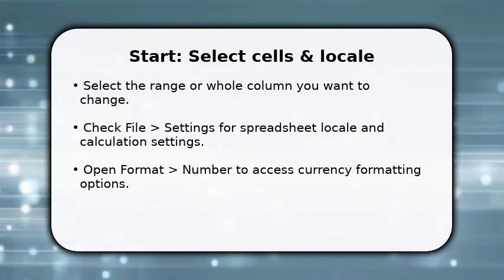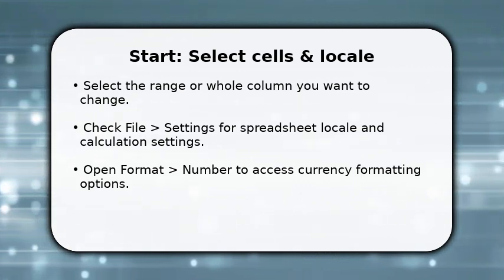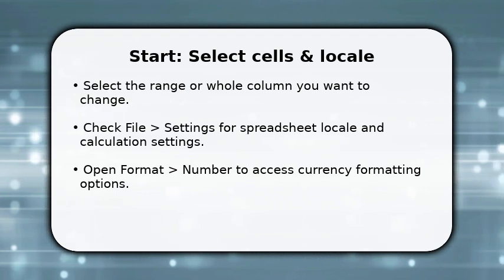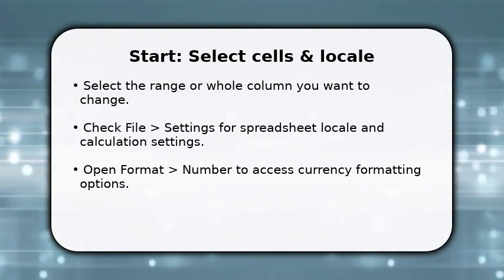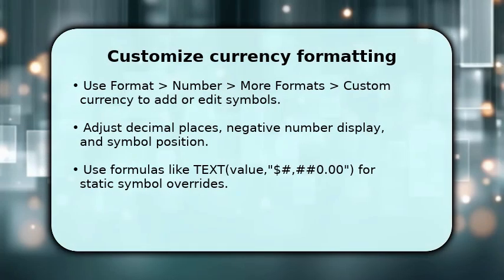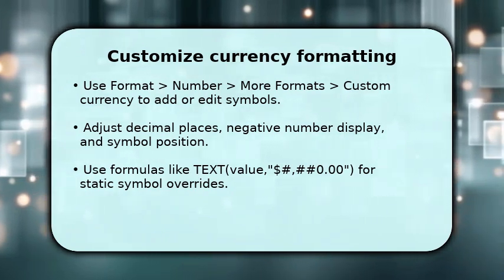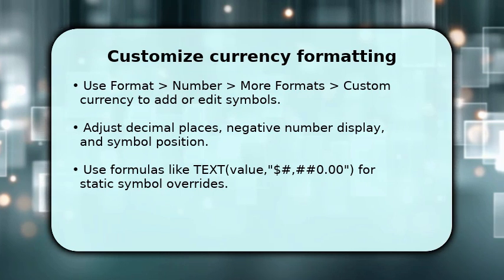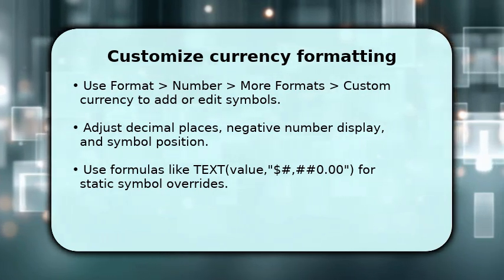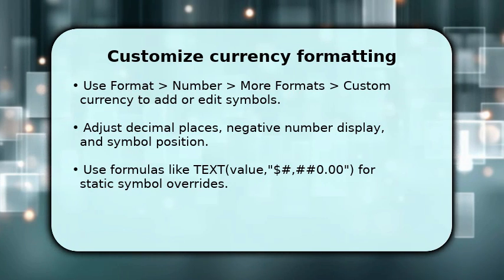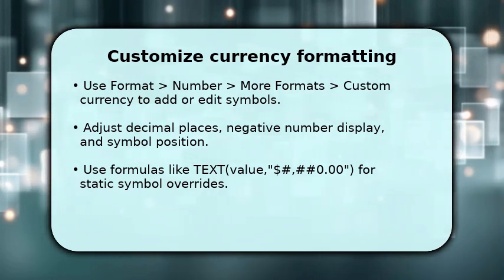This first set of steps ensures Google Sheets applies the correct decimal separators and symbol placement when we change the format. Once done with locale and selection, choose More Formats, then Custom Currency to type or pick a symbol. This is where you change the visible sign. Make sure to set decimal places and negative formatting so numbers look consistent.